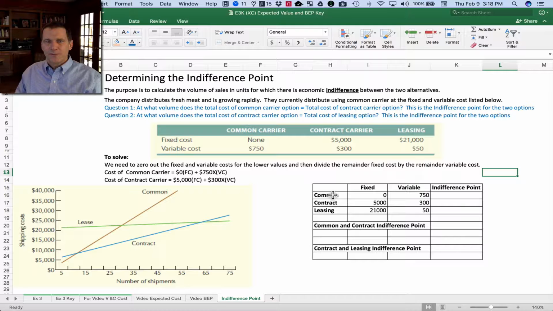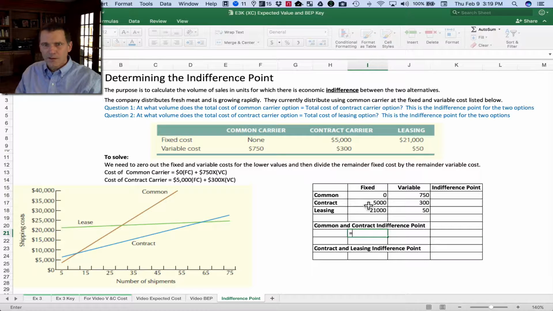Let's do one. If we want to answer question one, at what volume does the total cost of common carrier equal the total cost of contract carrier? We know that's here, because we've got a little cheat sheet picture, but we want to calculate it. So we're comparing common and contract, and we want to know the difference of the higher to the lower. So this would equal 5,000. I'm going to do this in Excel for you.